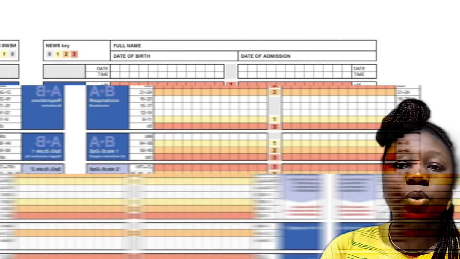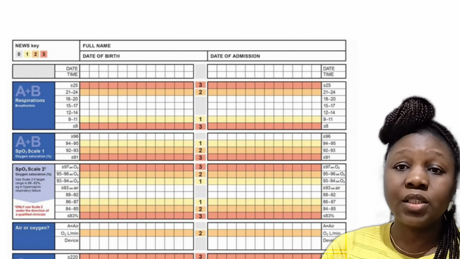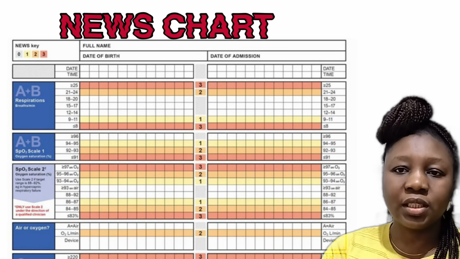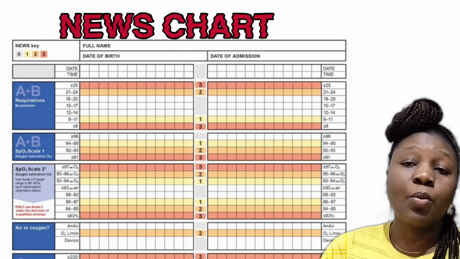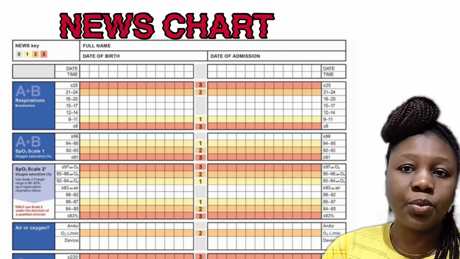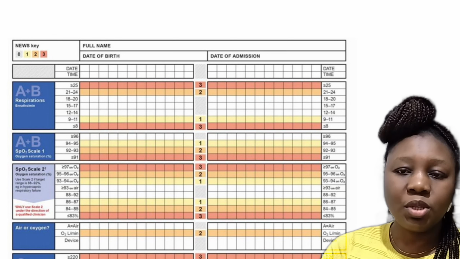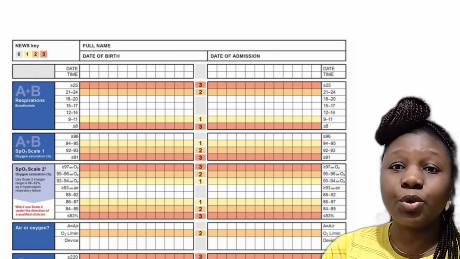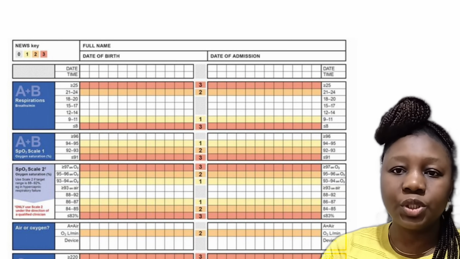In today's video, we'll be looking at the National Early Warning Score chart, the NEWS 2 chart, which is used to record patients' observation and assessment. In your OSCE, you'll be needing this NEWS chart for all the scenarios in the assessment station, except when you have a neurological scenario. So when you have either the community scenario or in-hospital scenario, you'll be needing your NEWS chart.